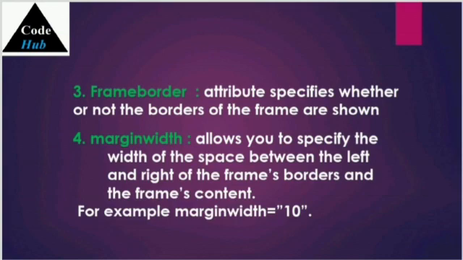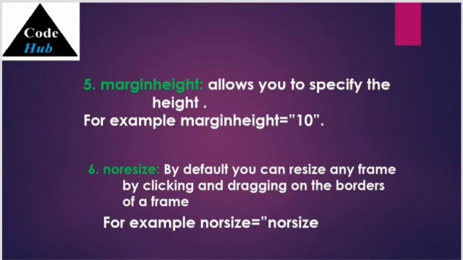Marginwidth. This attribute allows you to specify the width of the space between the left and right frame borders and the frame content. The value is given in pixels. For example, marginwidth is equal to 10. Marginheight allows you to specify the height of the space between the top and bottom of the frame borders and the content, and its value is given in pixels. For example, marginheight is equal to 10.